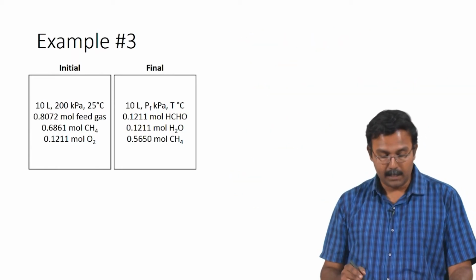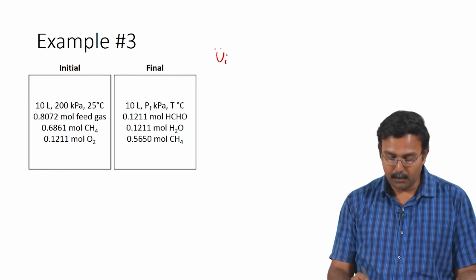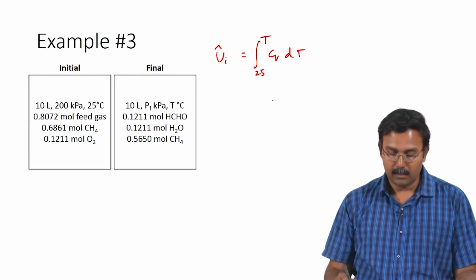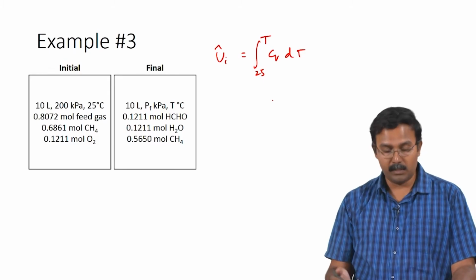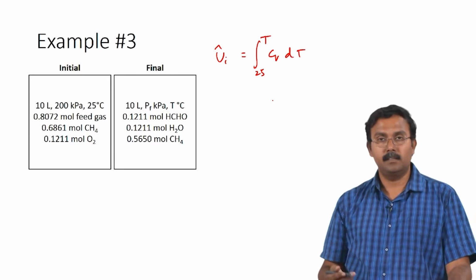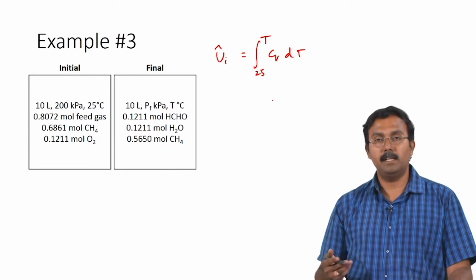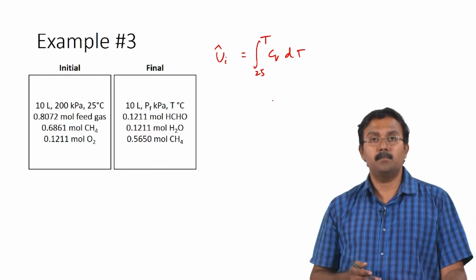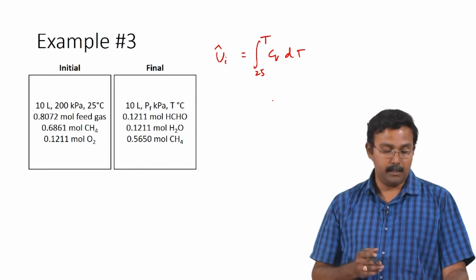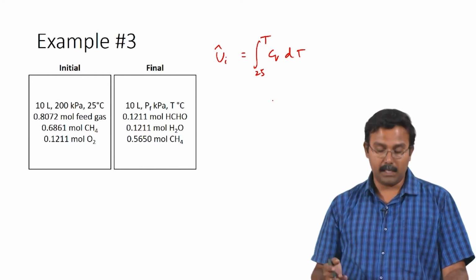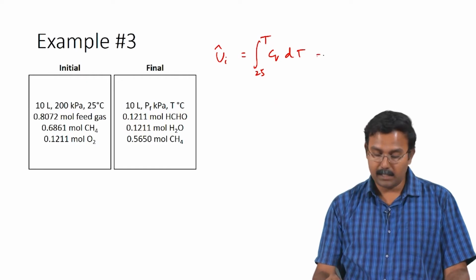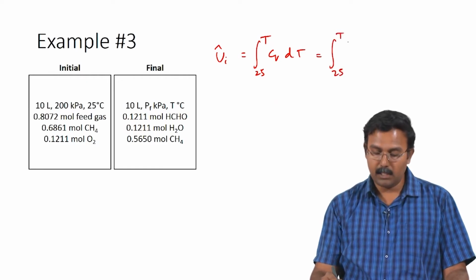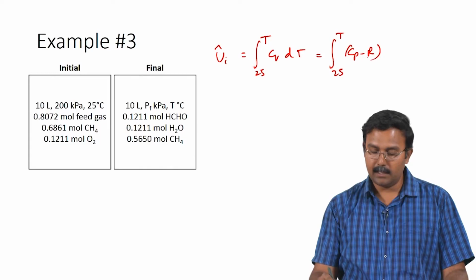So, we know that U cap would be equal to integral 25 to T CV dt. So, we have always been using CP. So, we will use CV here. So, if it is a solid or a liquid, CP will be roughly equal to CV. However, here everything is a gas. For a gaseous system you would have CP equals CV plus R. So, you will calculate CV as integral 25 to T Cp minus R dt.